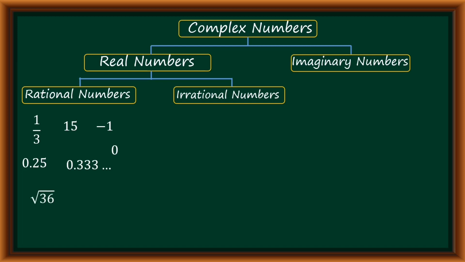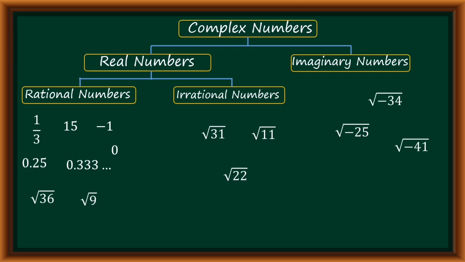In irrational numbers, we have the square roots of non-perfect squared numbers, like square root of 31, square root of 11, and square root of 22. In imaginary numbers, we have the square roots of negative numbers because those are numbers that do not have tangible values.